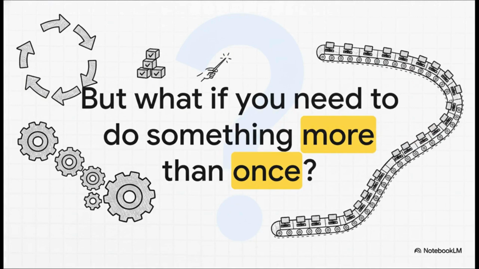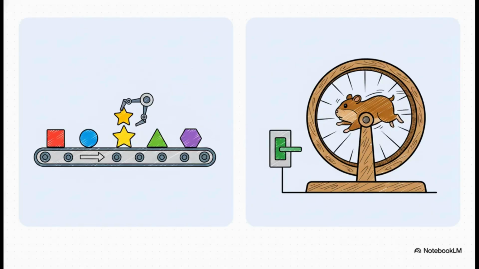Right, making one single decision is great, but what if you need to check 100 different things? Or do the same task 500 times? You're not going to write 500 separate if statements. You need a way to do things on repeat. And that's where loops come in.